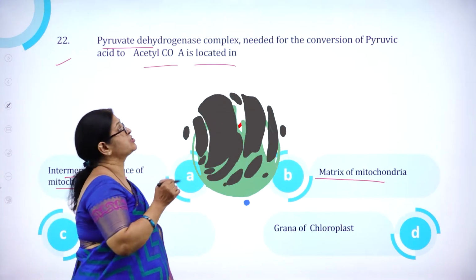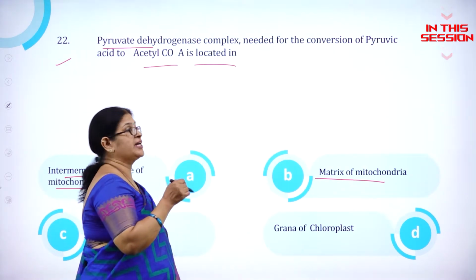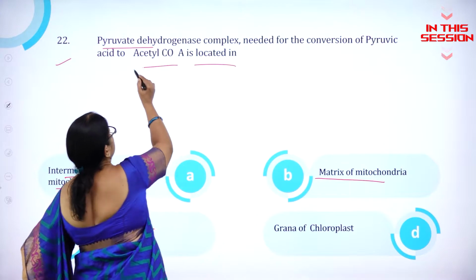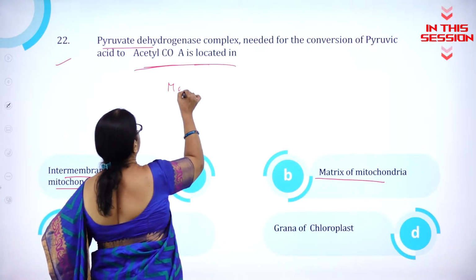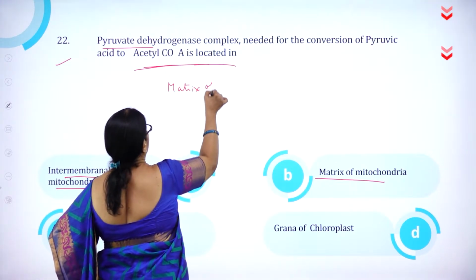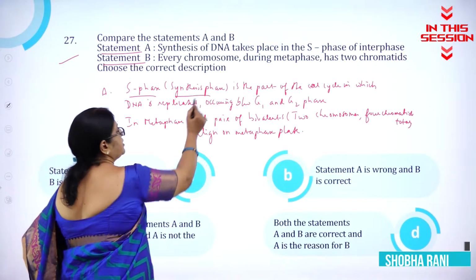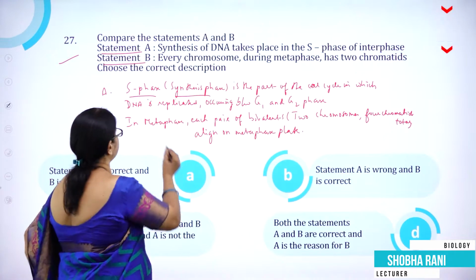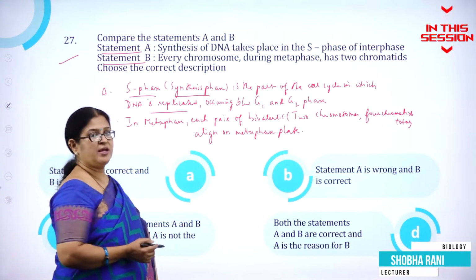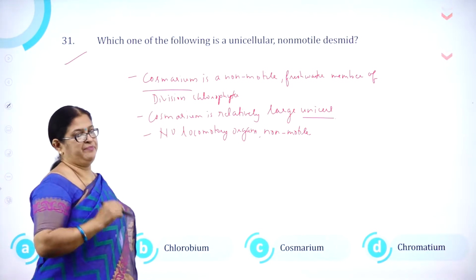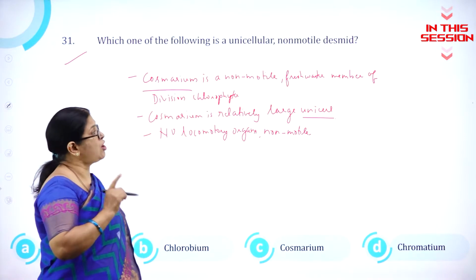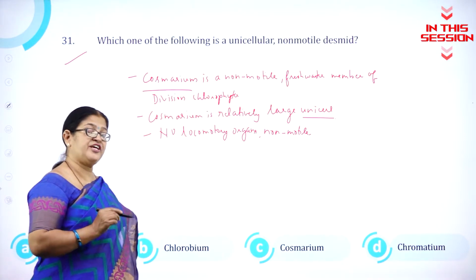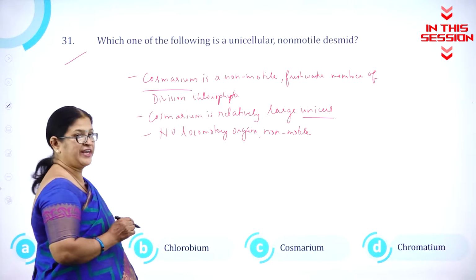Pyruvate dehydrogenase complex needed for the conversion of pyruvic acid to acetyl-CoA is located in the matrix of mitochondria. S phase, as we know, is called the synthetic phase, the part of the cell cycle in which DNA is replicated. We know that Cosmarium is the one which is non-motile and it is a fresh water member of Chlorophyta.